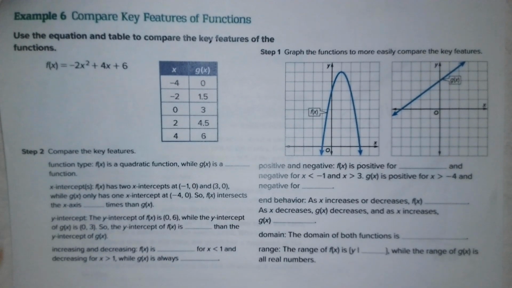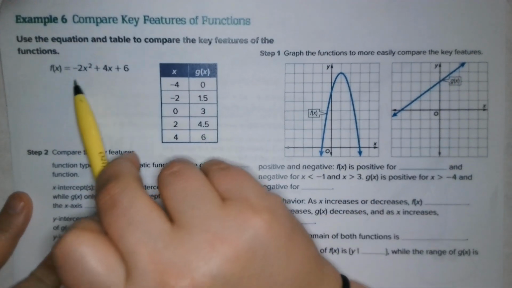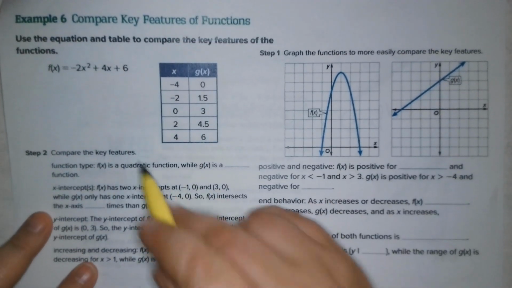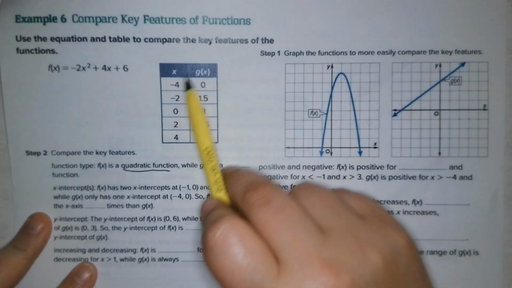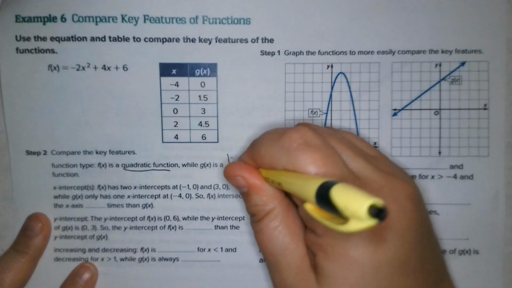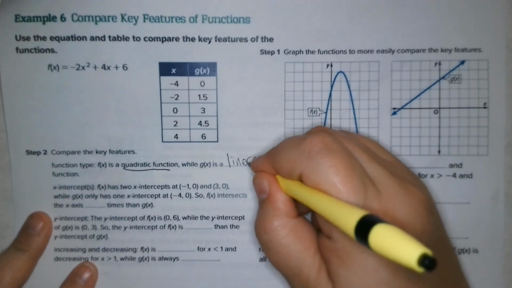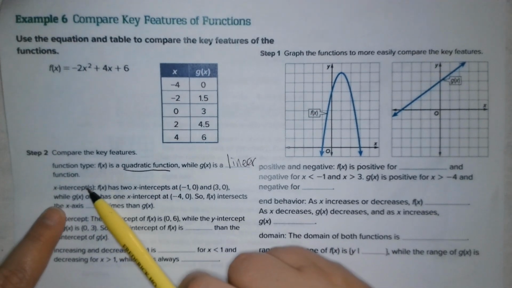Okay, so let's go. The function f of x, it's a curve. It's in that form, so it is a quadratic function. G of x, I could look at that, or I could just look at the graph. It is a straight line, so it is a linear function. Okay, step 1, done. The x-intercepts.